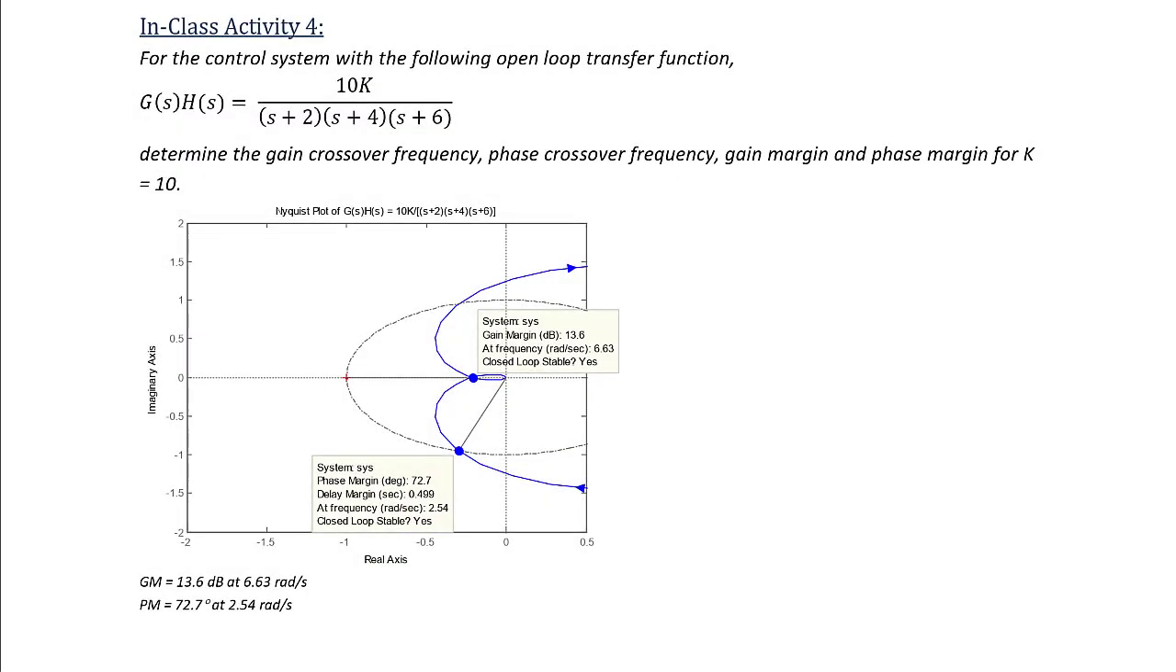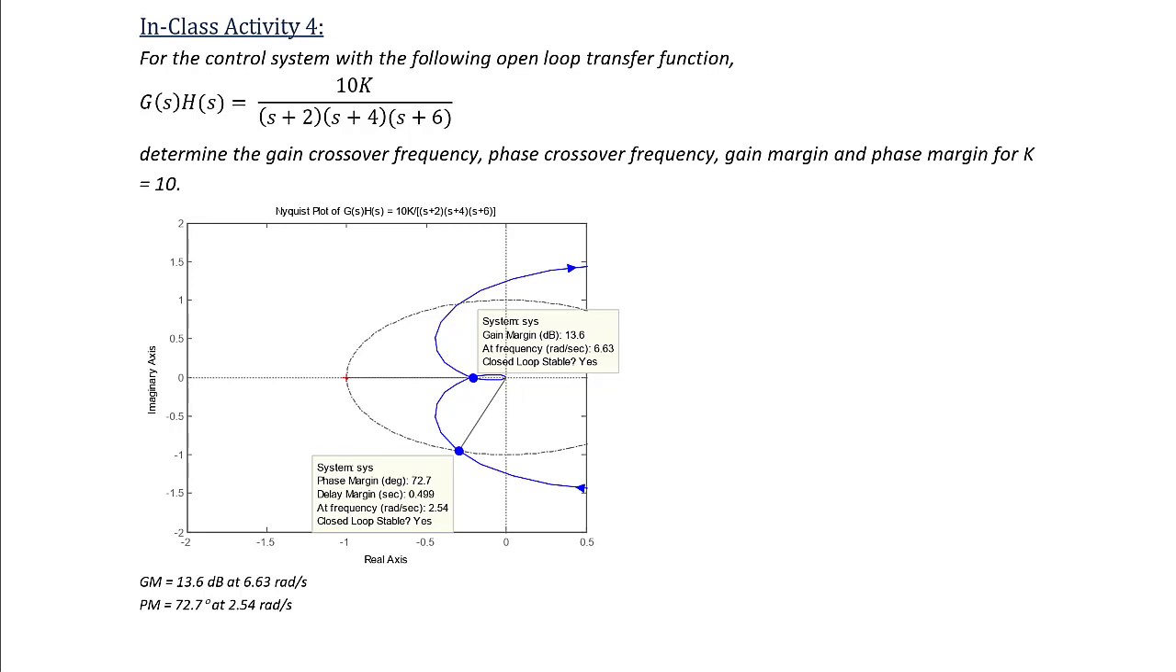In-class activity 4. For the control system with the following open loop transfer function, G(s)H(s) equals 10K over (s+2)(s+4)(s+6), determine the gain crossover frequency, phase crossover frequency, gain margin, and phase margin for K equal to 10.